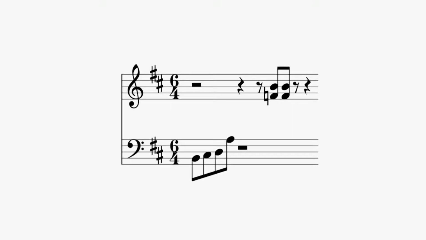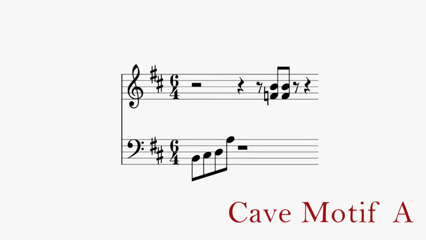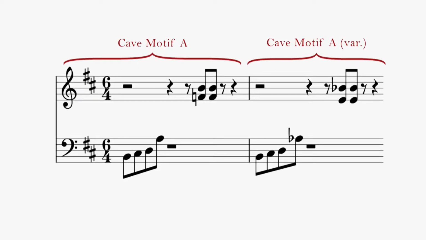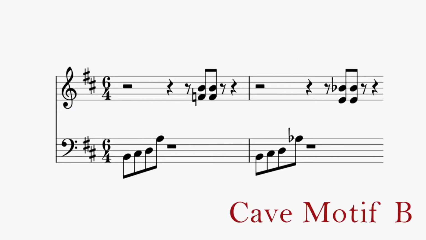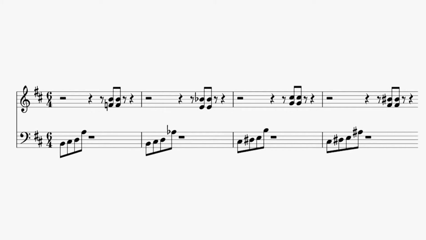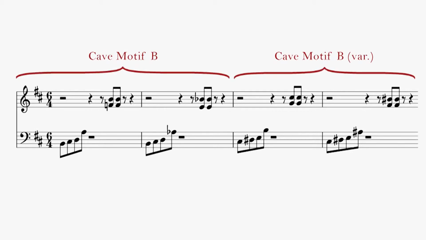So the first measure here opens up with this distinct B7 minor chord, followed by 2 quick accidentals. Let's call this cave motif A. The next measure repeats the first, but moves the last 3 notes down a half step. The 2 measures together form a unit, which we'll call cave motif B. Cave motif B is then repeated a whole step up, which is similar to the variations we heard on the opening motif.